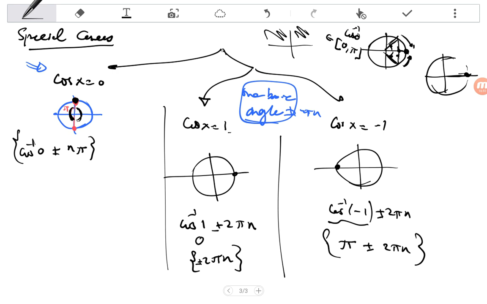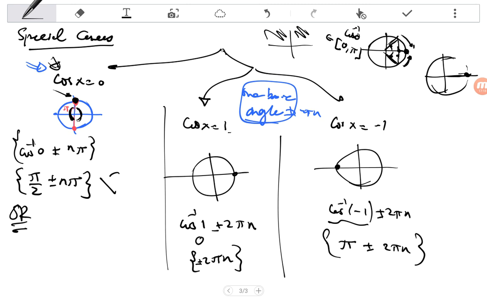So in this case you will have the set of all solutions. What is cosine inverse 0? It is just that first angle, which is pi over 2. So in this case it is just pi over 2 plus or minus pi n. Okay? But also in this special case, we may describe the solution in another way.